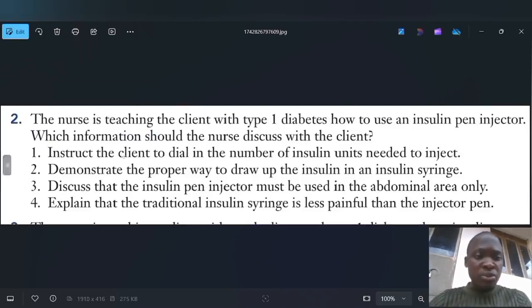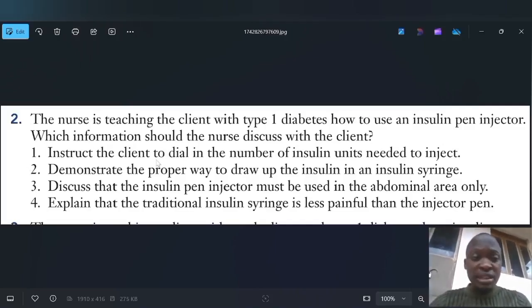All right, question number 2. The nurse is teaching the client with type 1 diabetes how to use an insulin pen injector. Which information should the nurse discuss with the client? Number 1, instruct the client to dial in the number of insulin units needed to inject. Number 2, demonstrate the proper way to draw up the insulin in an insulin syringe. Number 3, discuss that the insulin pen injector must be used in the abdominal area only. Number 4, explain that the traditional insulin syringe is less painful than the injector pen. What do you guys think is the answer?